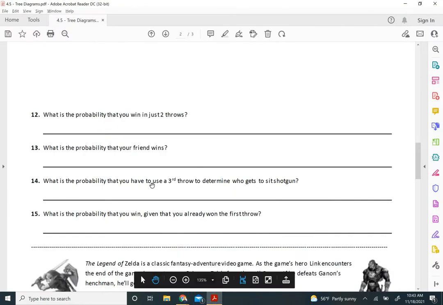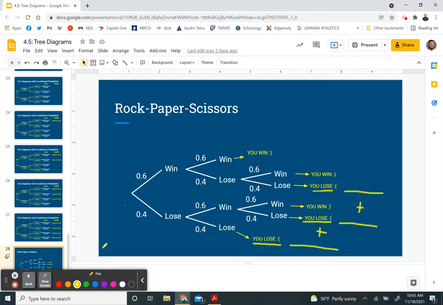Number 14, what's the probability that you have to use a third throw to determine who gets to sit shotgun? Again, you're going to do the same thing. Clear the screen. There are 4 ways that you have a third throw. All 4 of these ways. Once you find those probabilities by multiplying, you just add them together to get your answer.